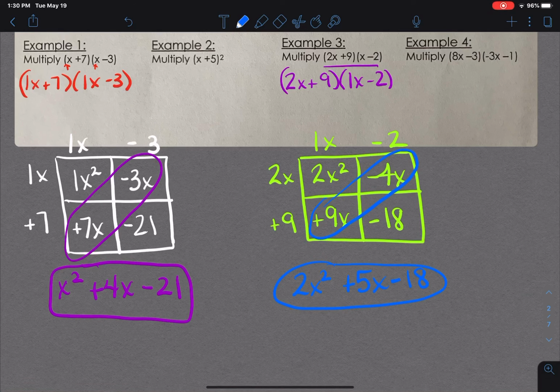Okay, now remember, these do have to be in standard form. So that means the highest exponent should be there, and then kind of working your way down. Okay, take a look at these, and we'll do a few more of them later in the week.